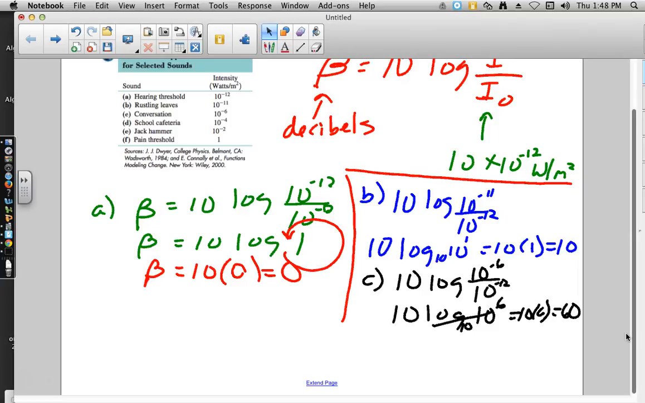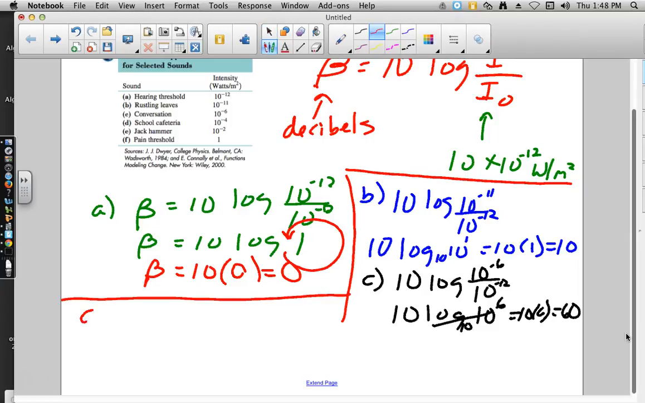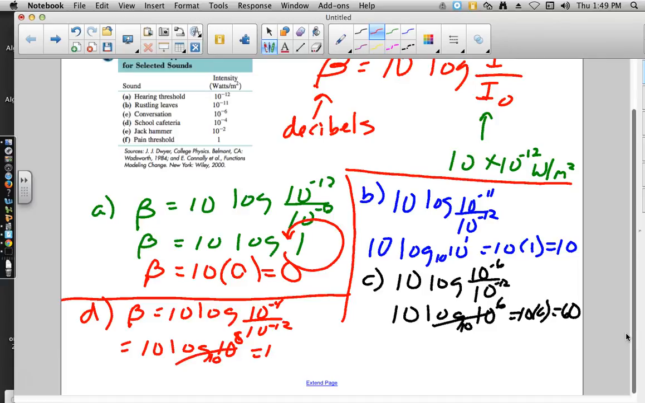Then, we'll find some space over here. For D, the school cafeteria, beta is going to equal 10 times the logarithm of 10 to the negative 4th over 10 to the negative 12th. So again, we're going to do some subtraction. So 10 times the logarithm of negative 4 minus a negative 12 will be 10 to the 8th power. And then, of course, we have logarithm base 10 and 10 to the 8th. Those are inverses of each other. So we have 10 times 8, which is 80.